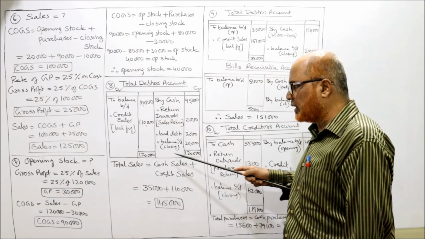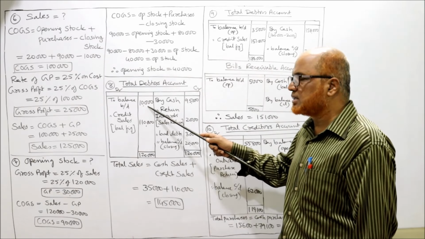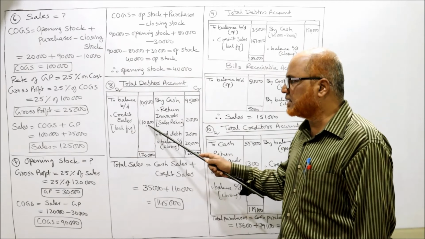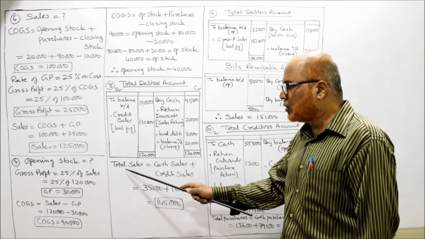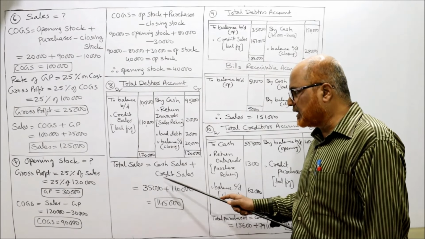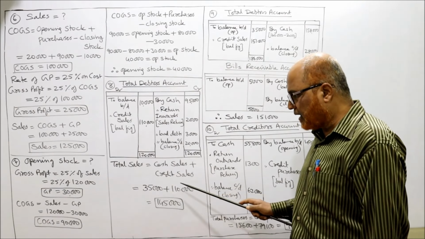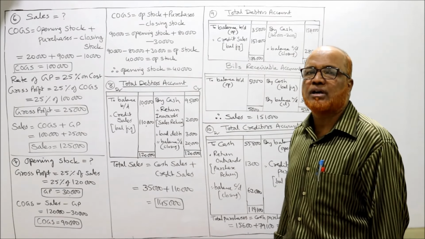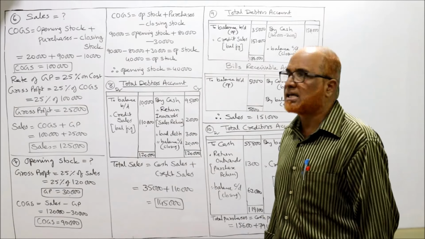Take the total 1,20,000. From 120 deduct 10,000. 1,10,000 is the credit sale. Now total sales is equal to cash sales plus credit sale. Cash sale 35,000 given in the problem and credit sale 1,10,000 just now we have calculated. So 1,45,000 rupees are the total sales.